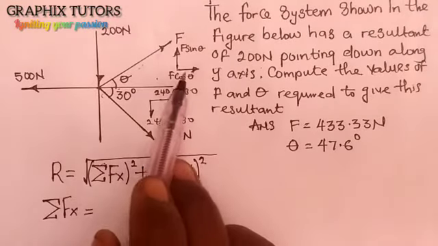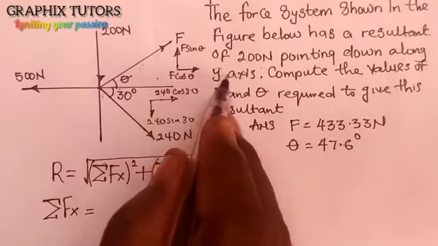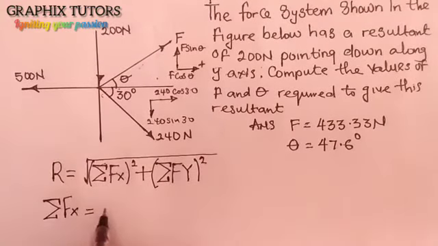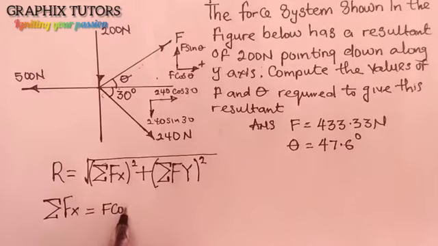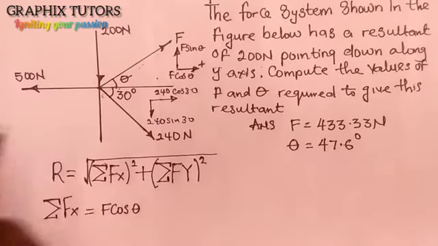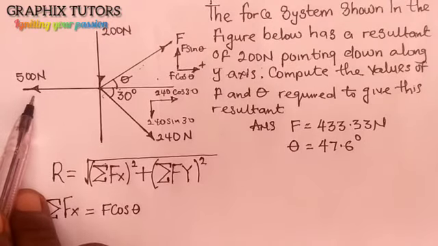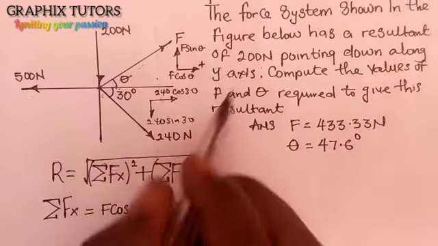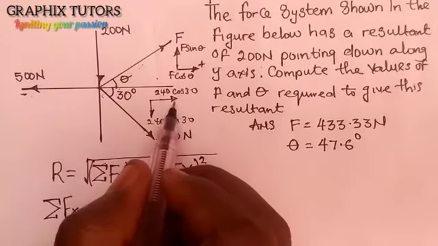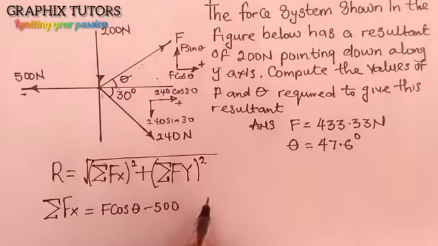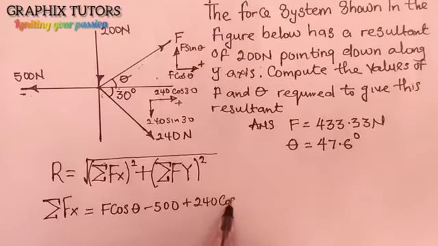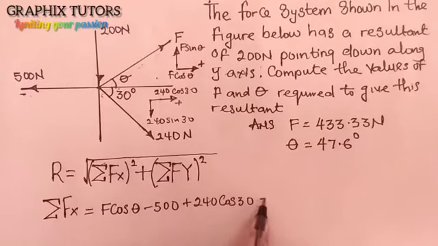So if we start with along x, this direction is positive. So we say f cos theta. Now the 500 along x is going backward, and that is negative, so we put minus 500. This one is facing forward, positive, so we have plus 240 cos 30 equals 0.